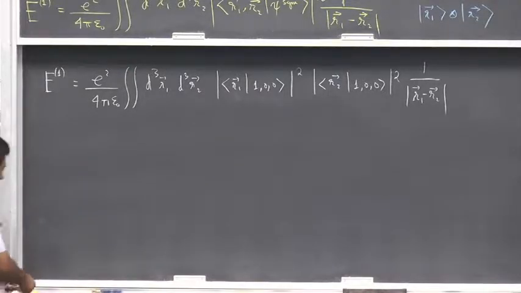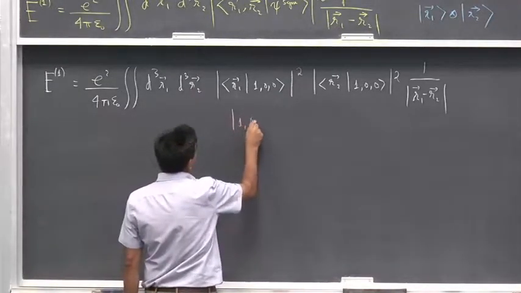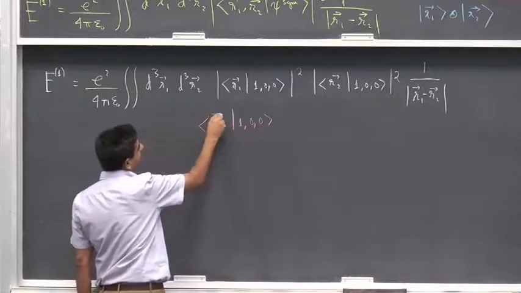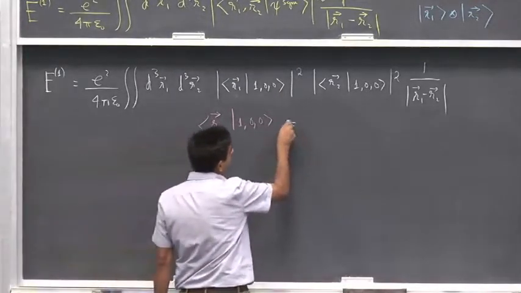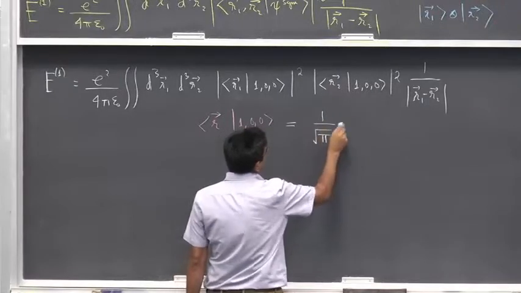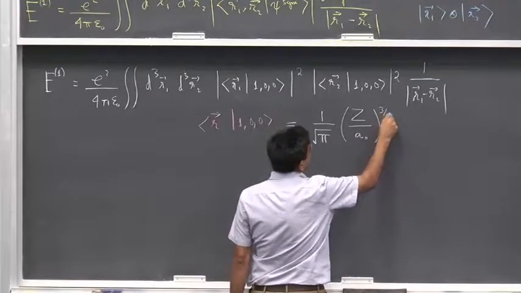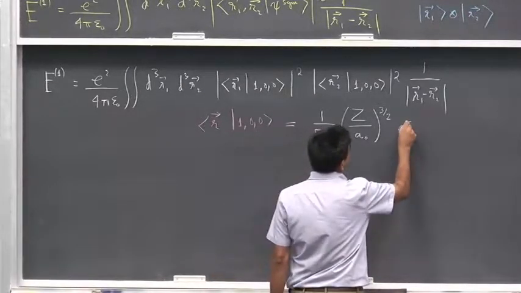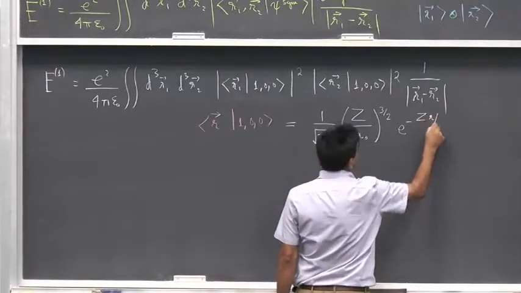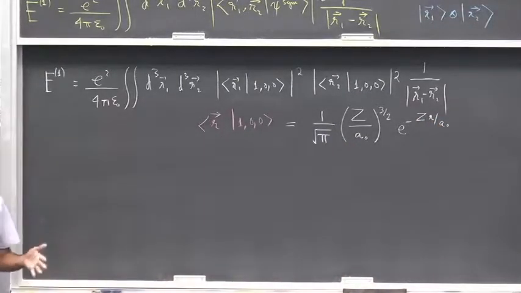Okay. Now you also know from basic quantum mechanics, when you solve the hydrogen atom, that 100 in the position basis is given by, when you solve the hydrogen-like atom, 1 over root pi, Z over a naught to the 3 over 2, e raised to the power minus Z r over a naught, where a naught is the Bohr radius. So this is the ground state wave function in a hydrogen atom.